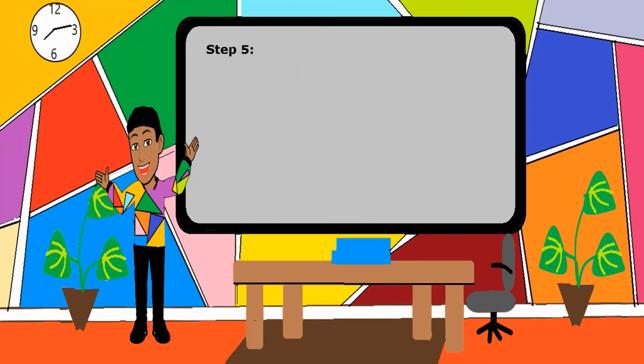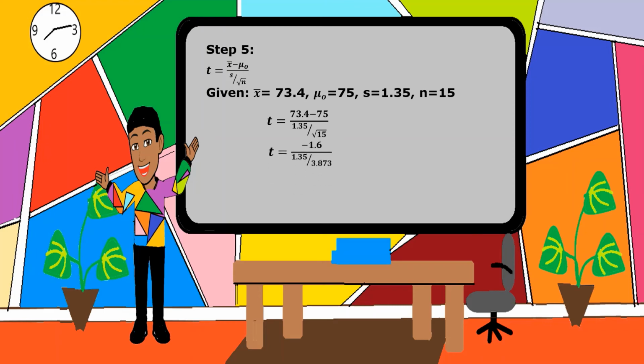Step 5. Let's compute for the value of t, wherein t is equal to the sample mean minus the hypothesized mean all over the standard deviation divided by the square root of the sample size. Given, our sample mean here is 73.4, hypothesized mean is 75, our standard deviation is 1.35, and our sample size is 15. So we substitute it to the formula. We have t is equal to 73.4 minus 75 all over 1.35 divided by the square root of 15.